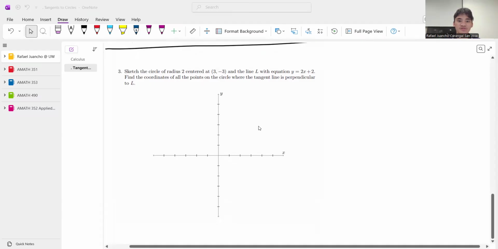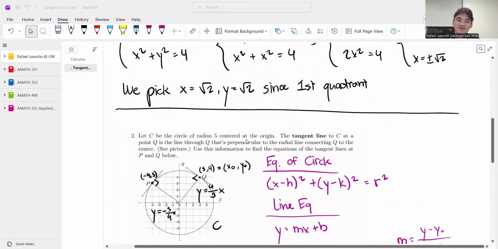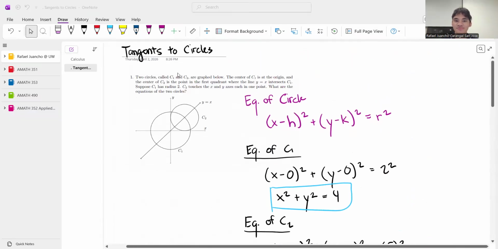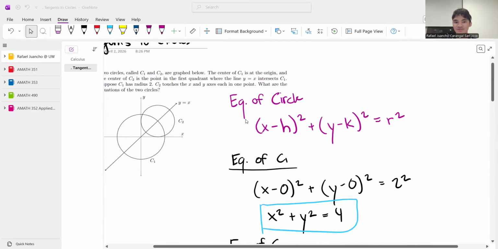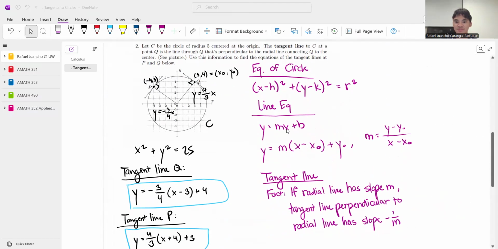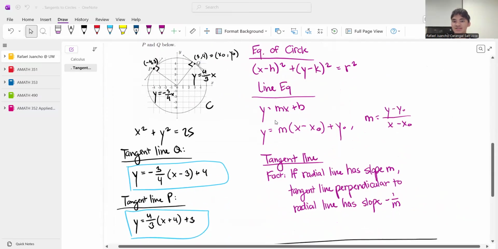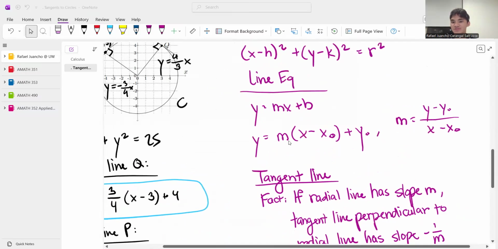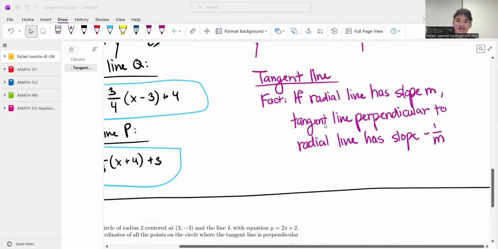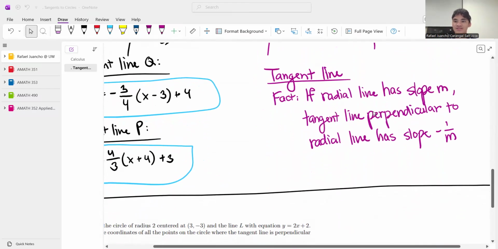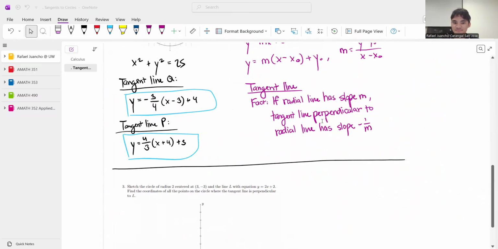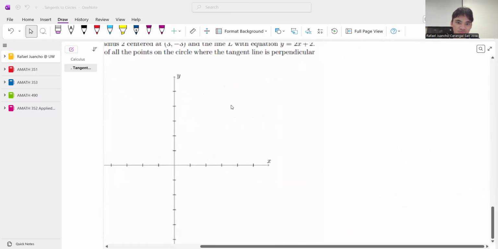So today I'm going to be continuing my Calculus 1 series, and I'm going to be going over the next problem, problem 3. So previously we talked about problem 1 and problem 2. What we've learned so far is we know how to get the equation of a circle, and we also know a bunch of other stuff, such as the line equations, a fact about tangent lines, given that we have a radial line. And now let's move on. Let's do problem 3.